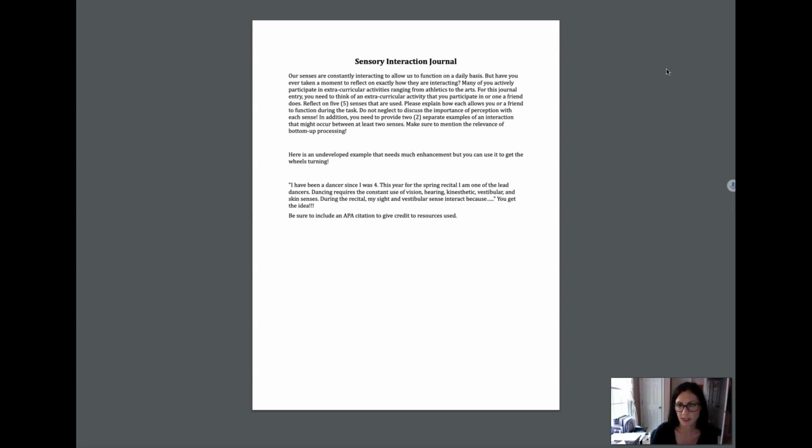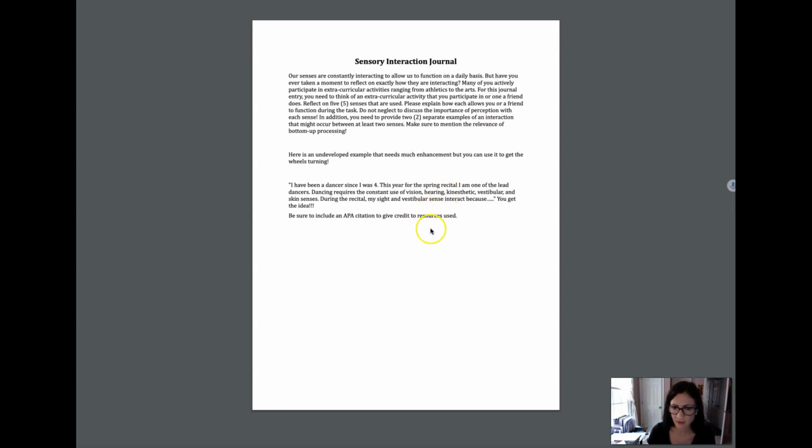We talk about each one of the senses independently, and then you're also going to show how they work together for 2 examples. In this short little blurb, she says, during the recital, my sight and vestibular interact because, and she's going to explain that. So that's one of the 2 examples of the senses interacting.